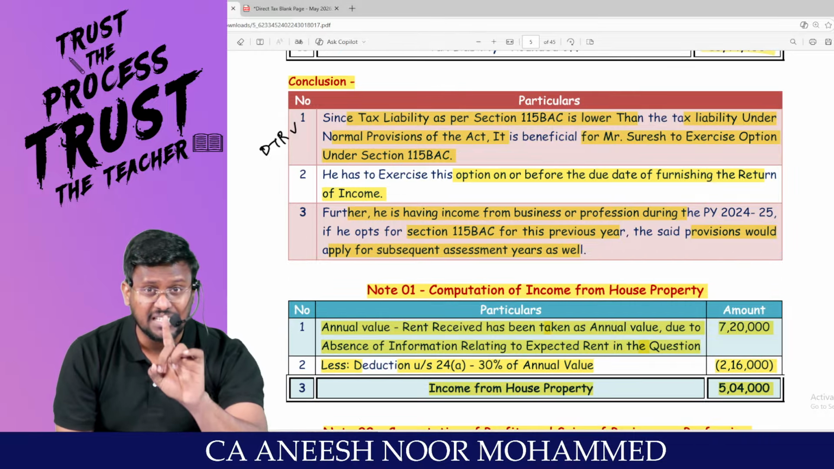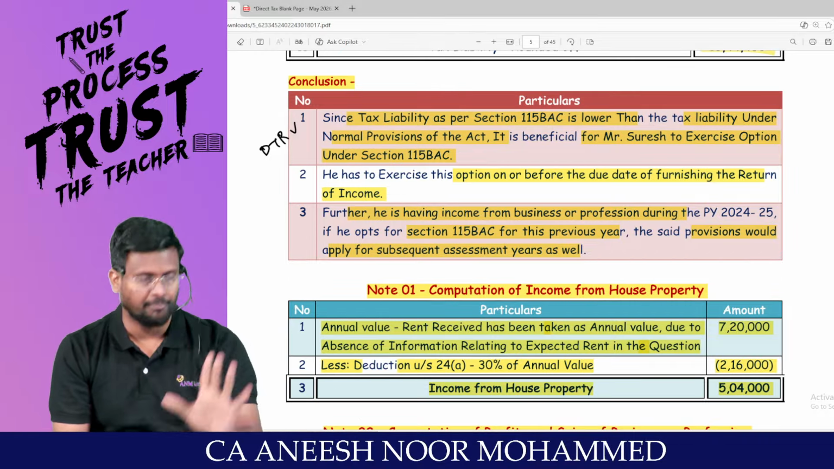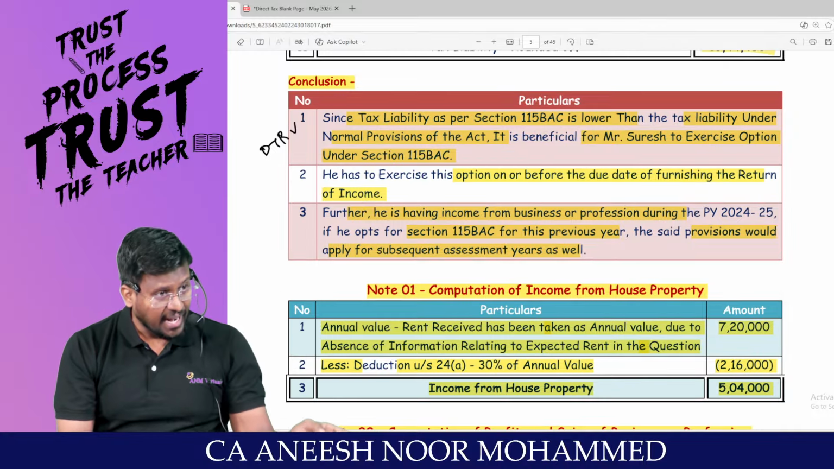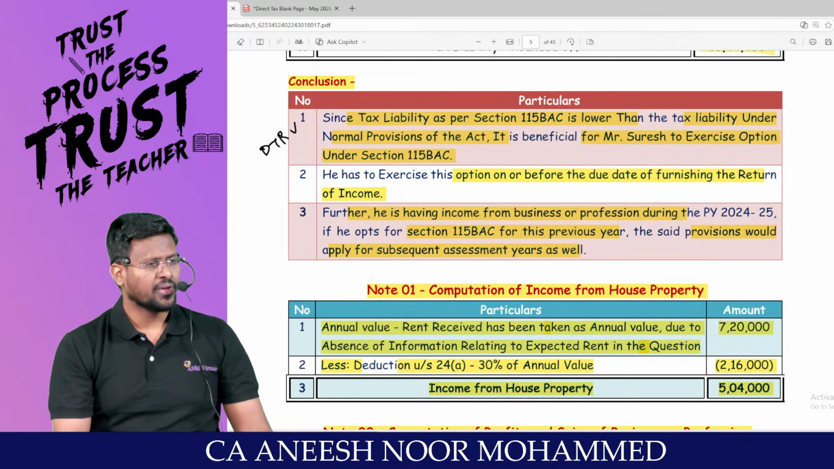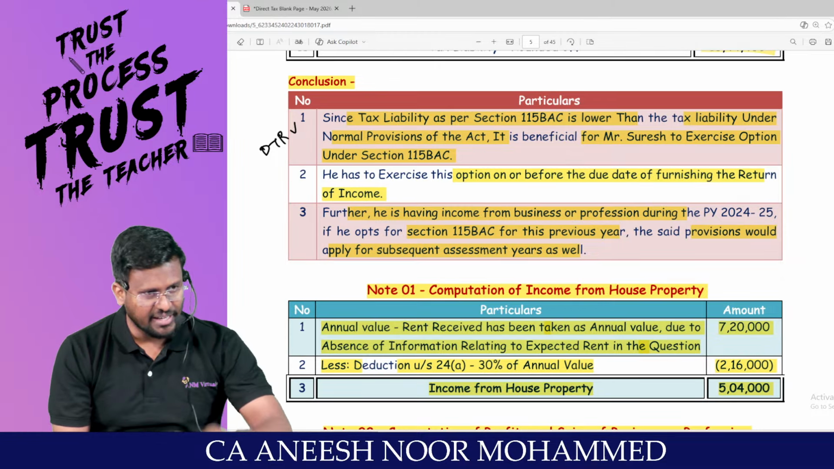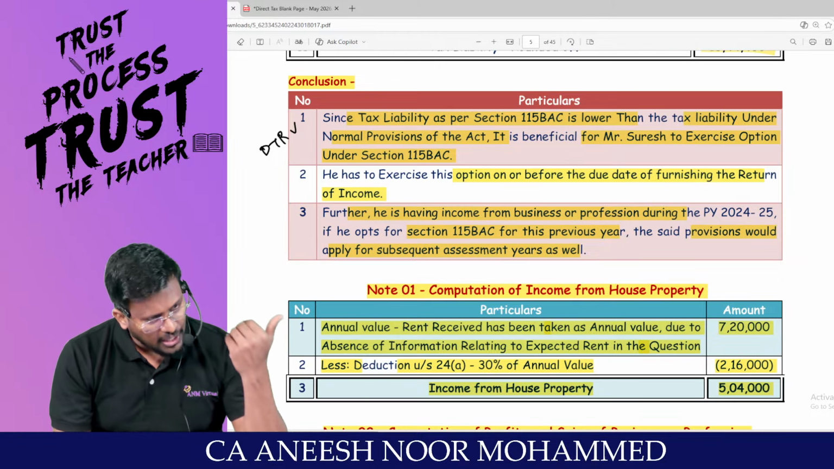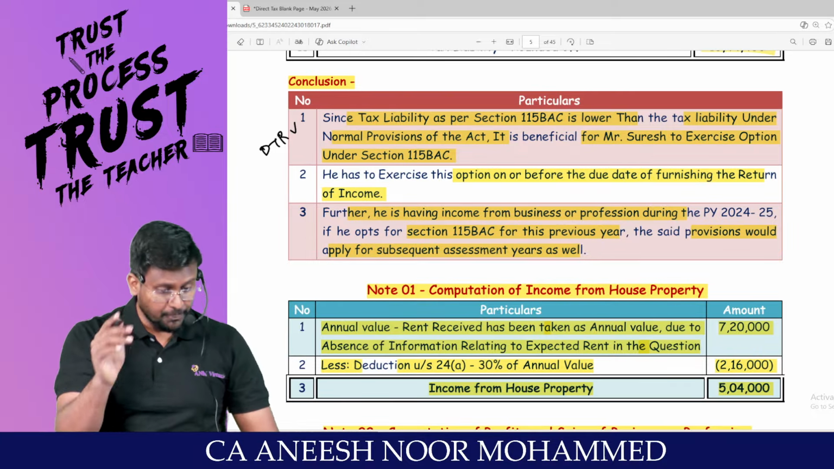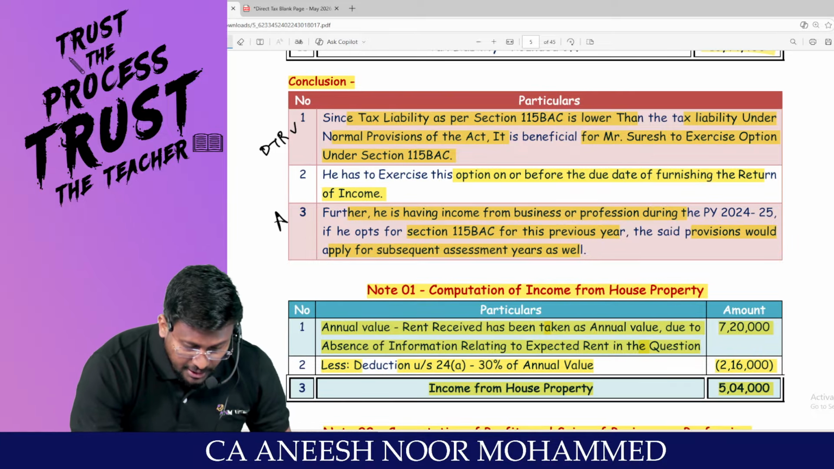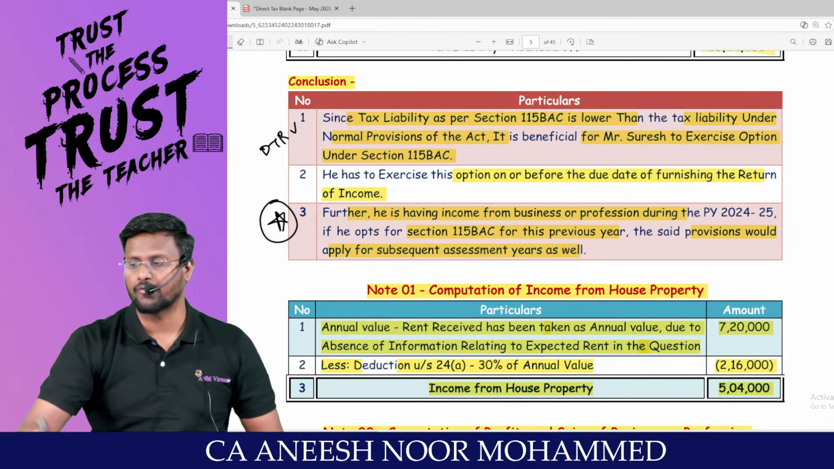That means if an assessee is having PGBP income, and if that assessee chooses the default tax regime, that's it. Next year onwards, you have to travel through the default tax regime. This point should be there in your conclusion, then only you will get full marks in the exam.